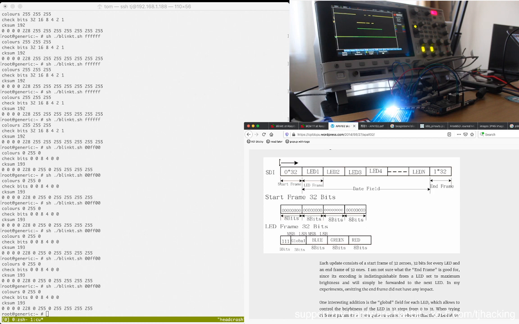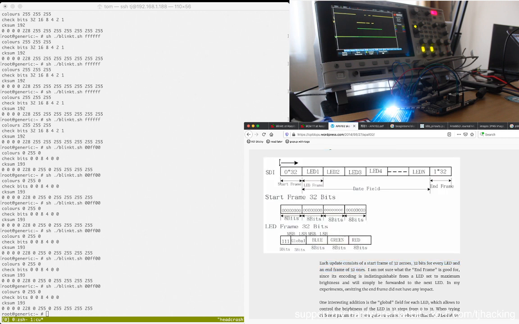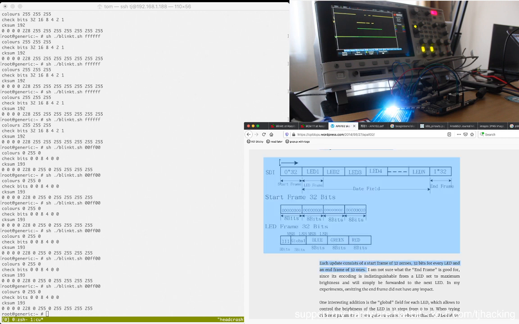Yeah, and so the text, which I'll highlight here in red, which is what I got from the datasheet too, is that each update consists of a start frame of 32 zeros, then 32 bits for every LED, and then we have 32 ones. And so we are maybe not sending the right number of bits.